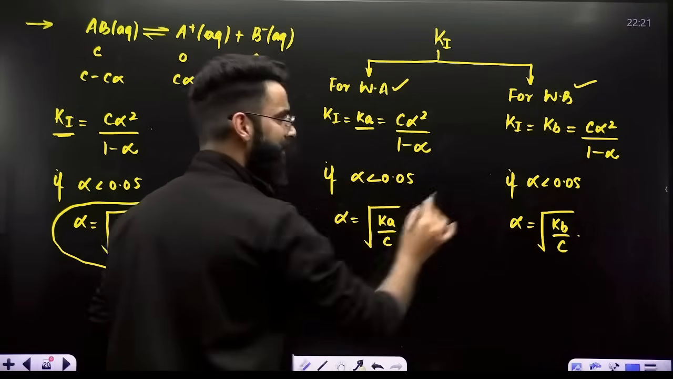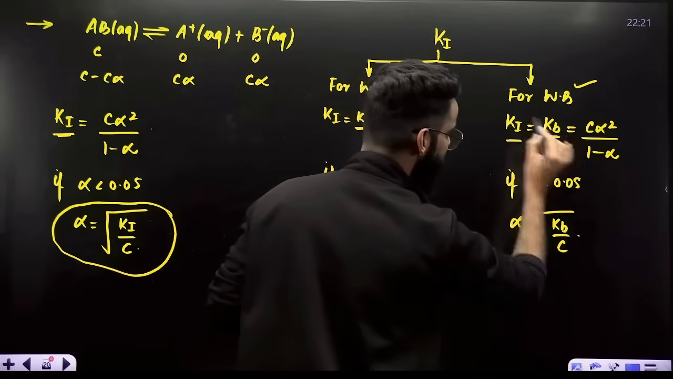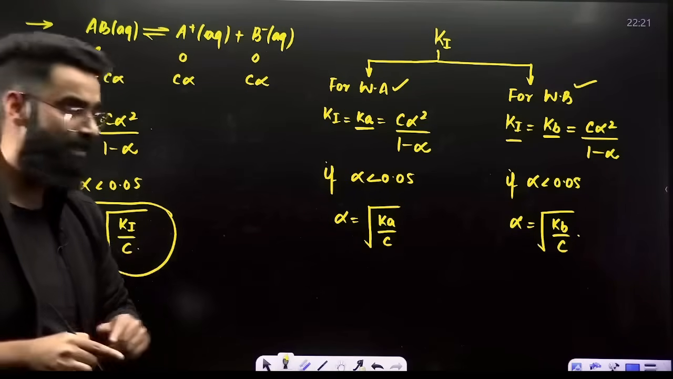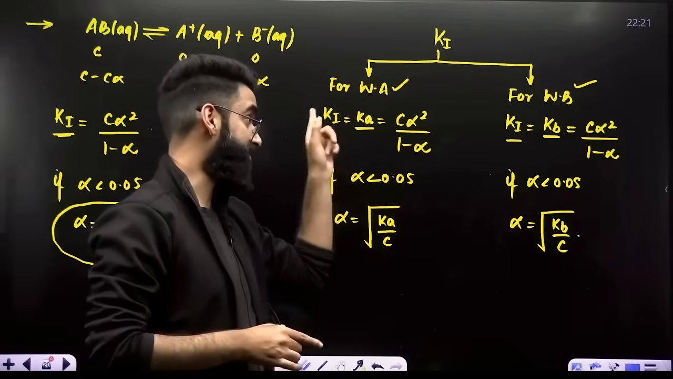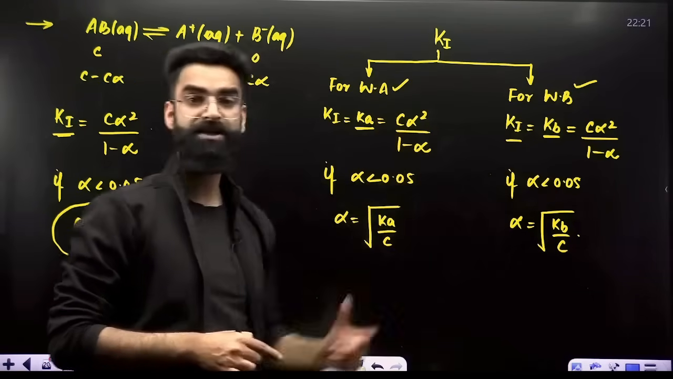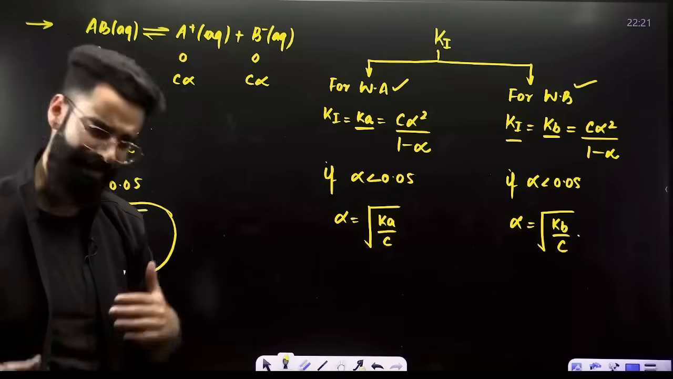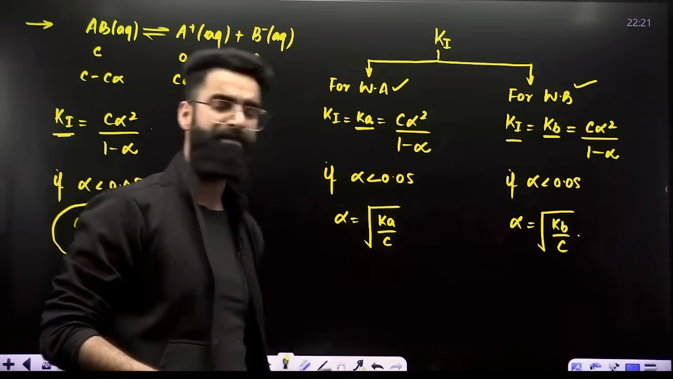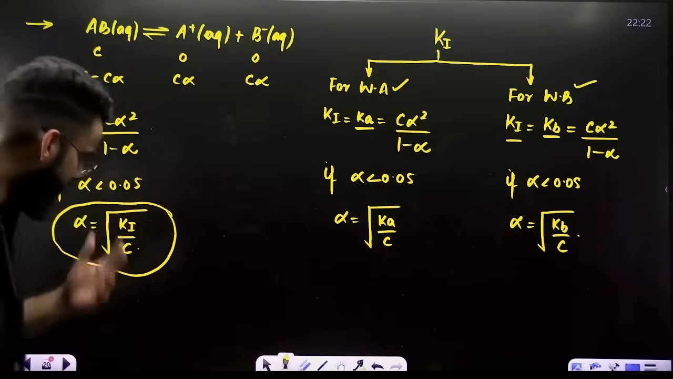Now, if that weak electrolyte is a weak acid or a weak base, then Ki is something which you call Ka in the case of a weak acid, and in the case of a weak base, Ki is Kb. And these are the expressions with the help of which you can calculate Ki. And if alpha for them is less than 0.05, then this is the way with the help of which you can calculate alpha as well, right?